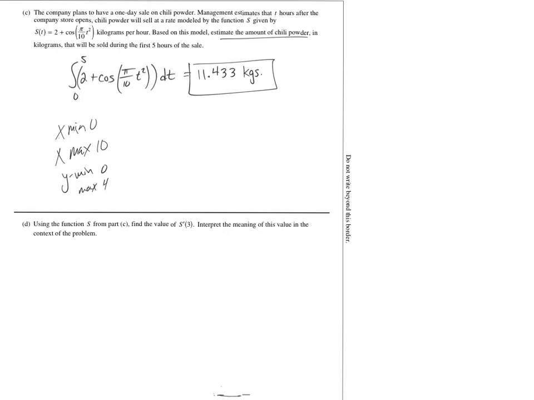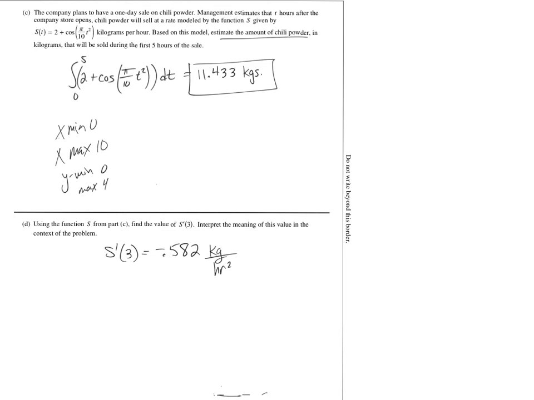Now, for part D, find the value of S prime of 3. Well, S prime of 3 is the derivative of this thing. So because I already had it in y equals, I can now just use second calc 6 and get that number. Second calc 6 with the x value of 3, and the calculator spits out negative 0.582. Now, S was measuring kilograms per hour, but the derivative would measure that rate of change in time, so it would be kilograms per hour squared.